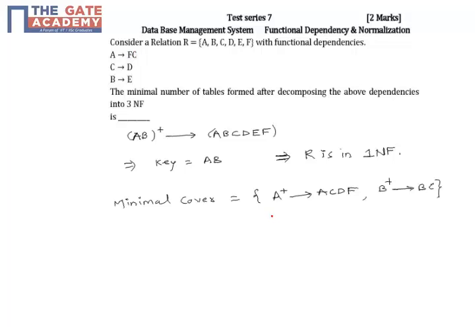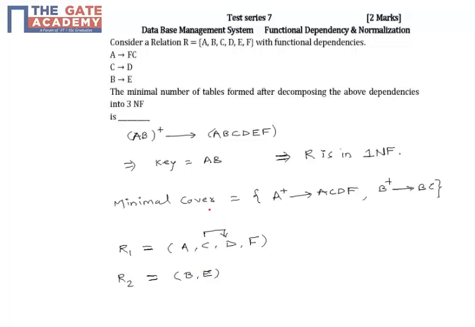Now, in order to decompose the relation R into 3NF, which is dependency preserving and lossless, we need to create one relation for each functional dependency in the minimal cover. So, for this, we will need two relations which are as follows. R1 consists of attributes A, C, D and F, while R2 consists of attributes B, E. Here R1 corresponds to the first functional dependency in minimal cover, whereas R2 corresponds to the second one.